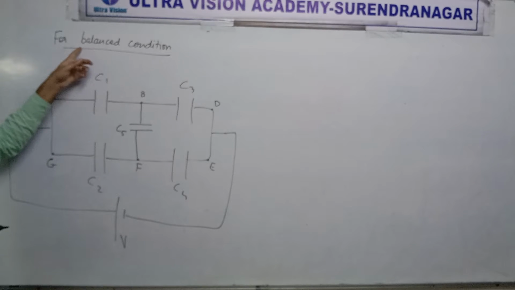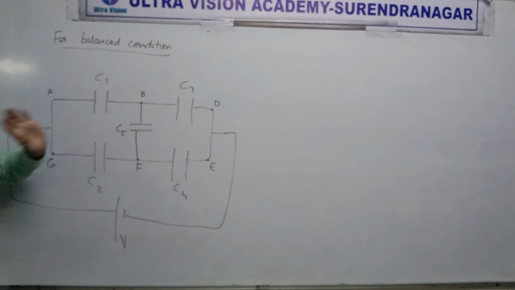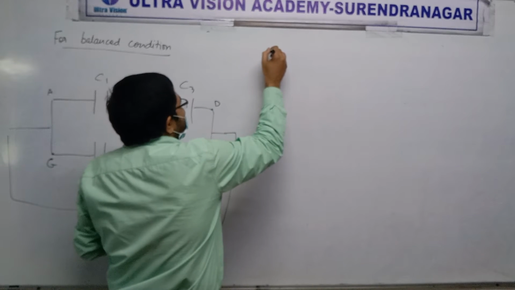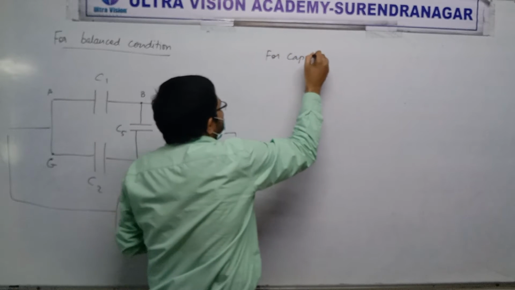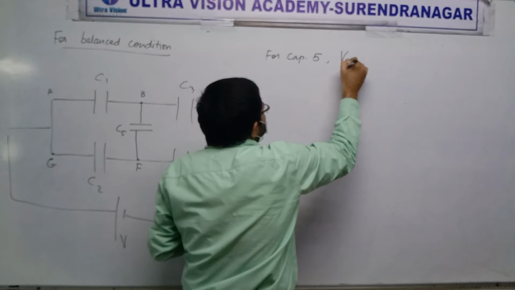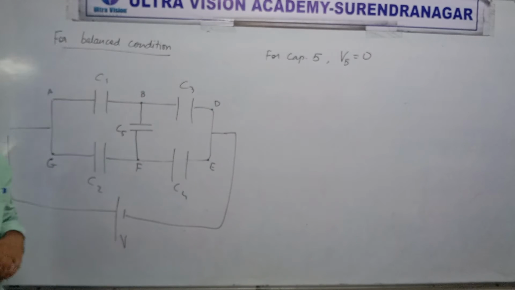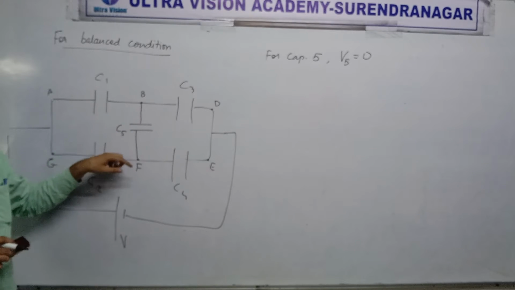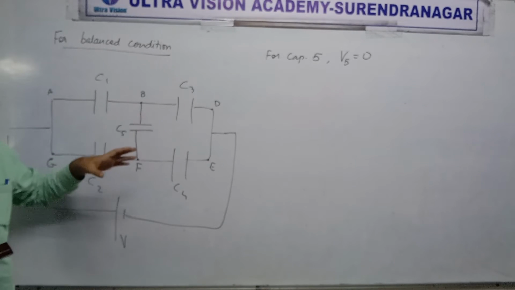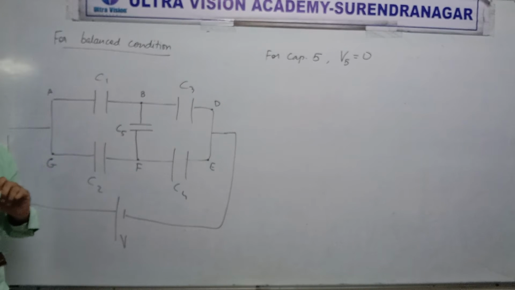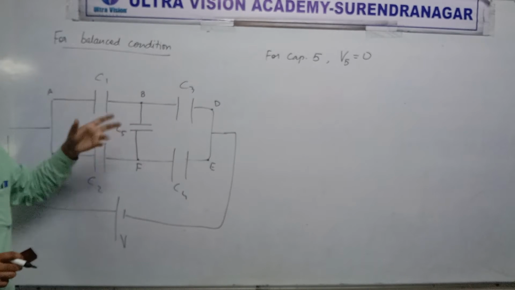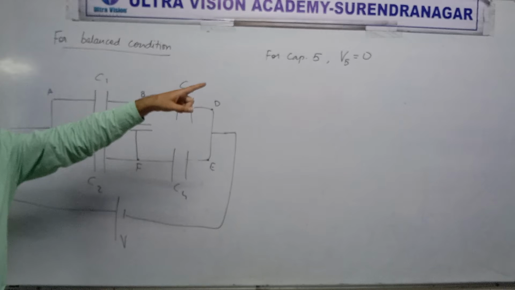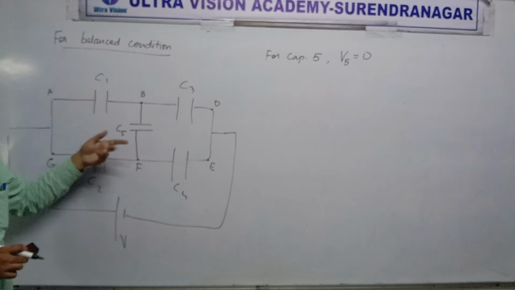So, what is the meaning of balance condition? VB is equal to VF. Okay? So for capacitor number 5, the voltage is 0. Why 0? Voltage of a capacitor means the potential difference between the positive plate and the negative plate. These two are at the same potential, VB equal to VF. Everyone got that? So VB minus VF is equal to 0.